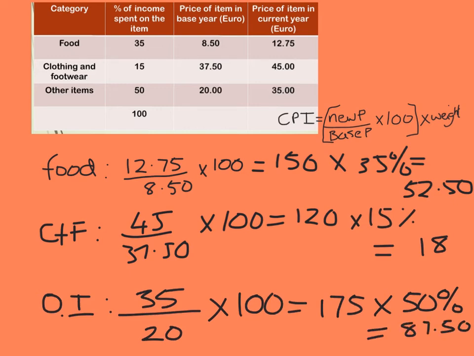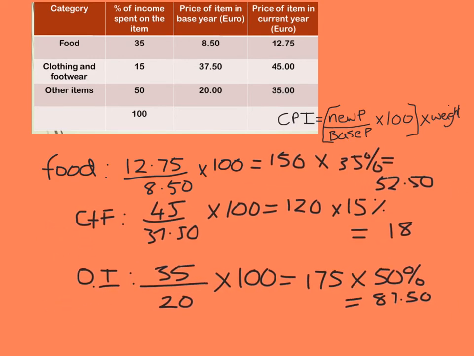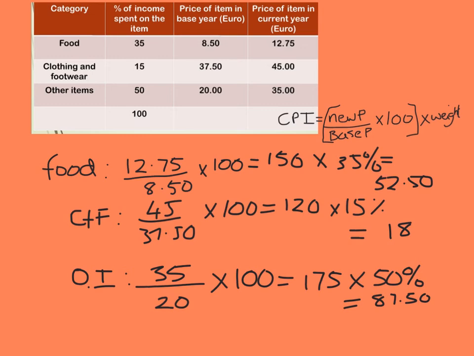Okay, so if we just recap over that now, just to show you a couple of things on this. You can see that this part here, the 150, the 120 and the 175, that's my simple price index. So my simple price index is in the green.